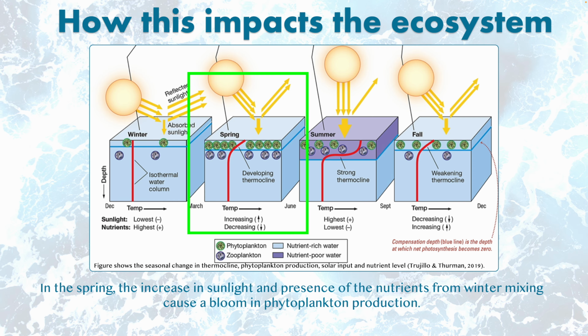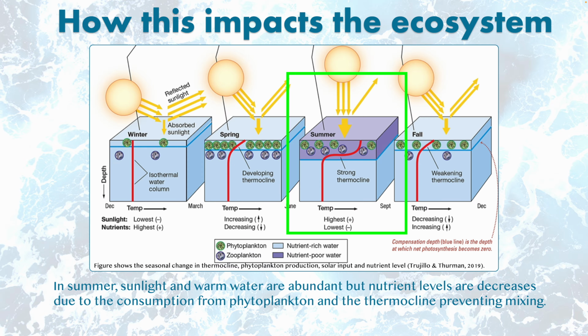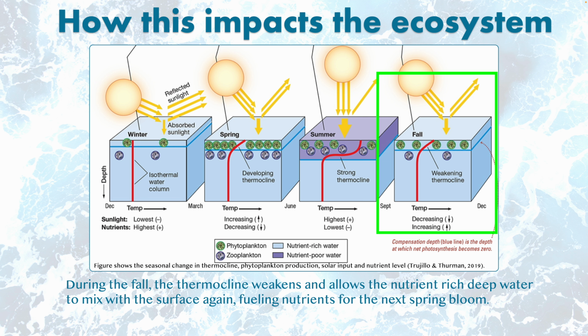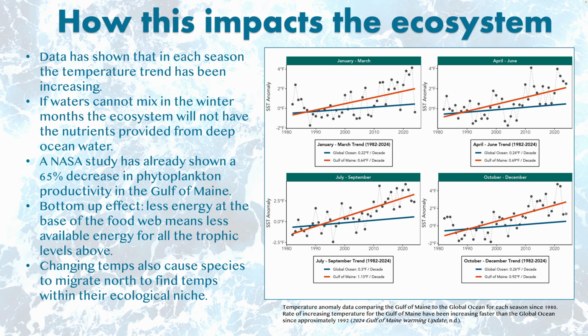In the spring, the increase in sunlight and the presence of nutrients from winter mixing cause a bloom in phytoplankton production. In the summer, sunlight and warm water are abundant, but nutrient levels are decreased due to the consumption from phytoplankton and the thermocline that prevents mixing. During the fall, the thermocline weakens and allows the nutrient-rich deep water to mix with the surface again. Sometimes this results in a fall bloom, but it also fuels the nutrients for the next spring bloom in the fall and winter. Data has shown that in each season, the temperature trend has shown an increase in temperature anomalies.